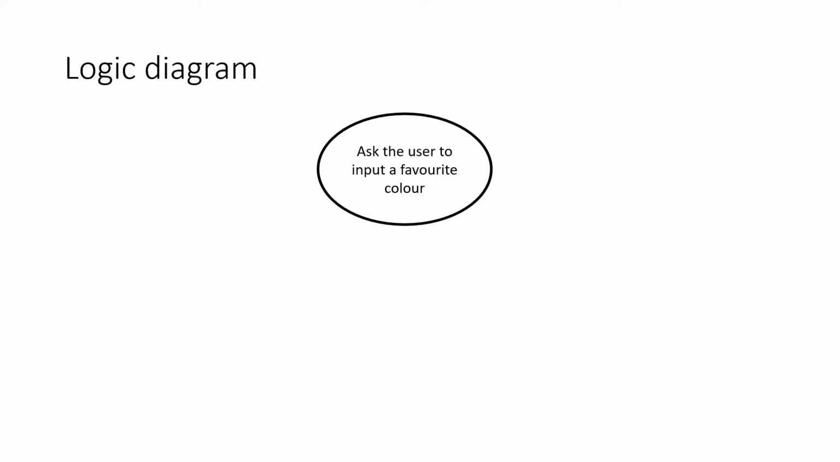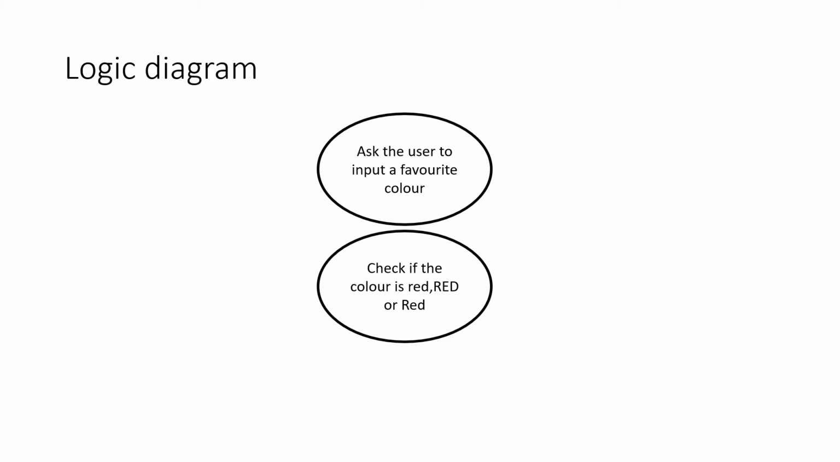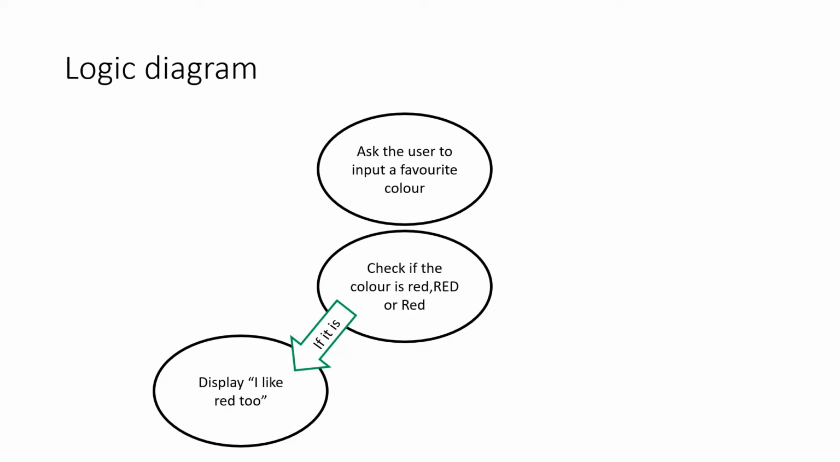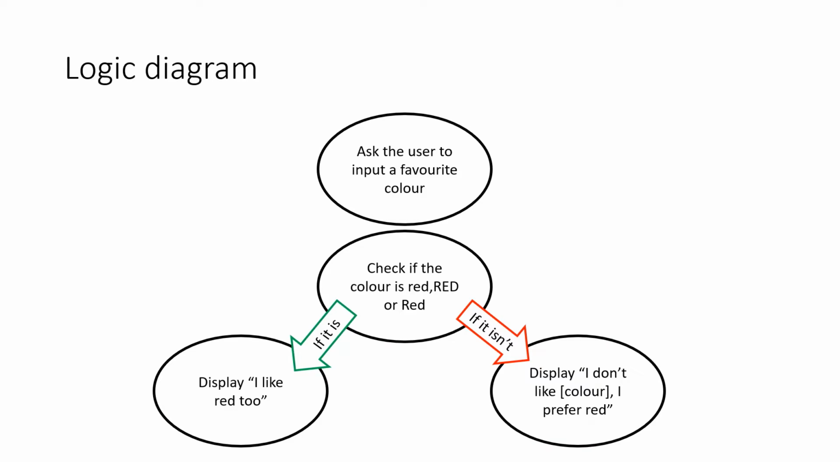So the logic diagram, much the same again. We're going to ask the user to input a favorite color. We have to check if the color is red with 3 different types of spellings, and if it is, we want to display I like red too. If it isn't, we're going to display I don't like whatever color they put in, I prefer red.